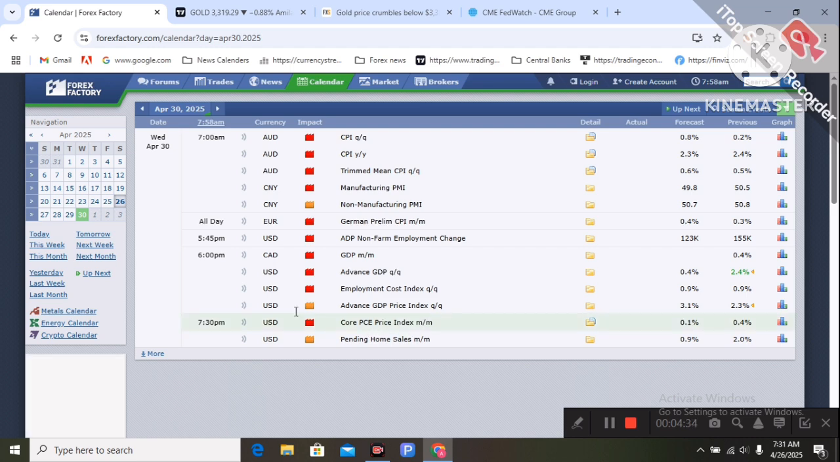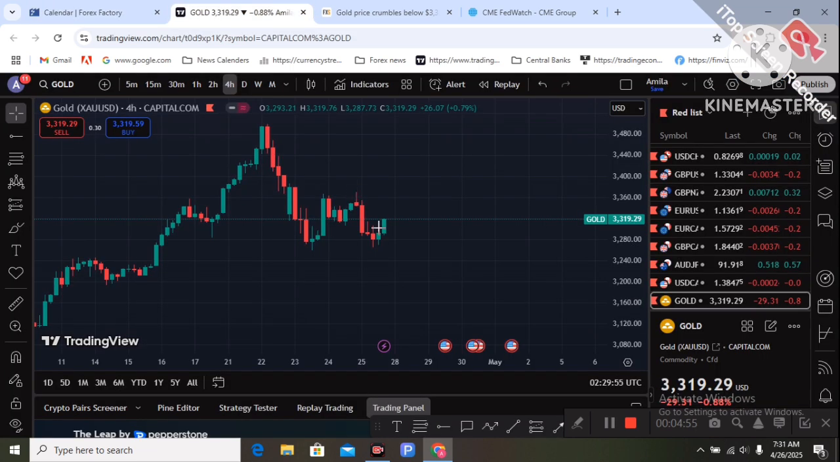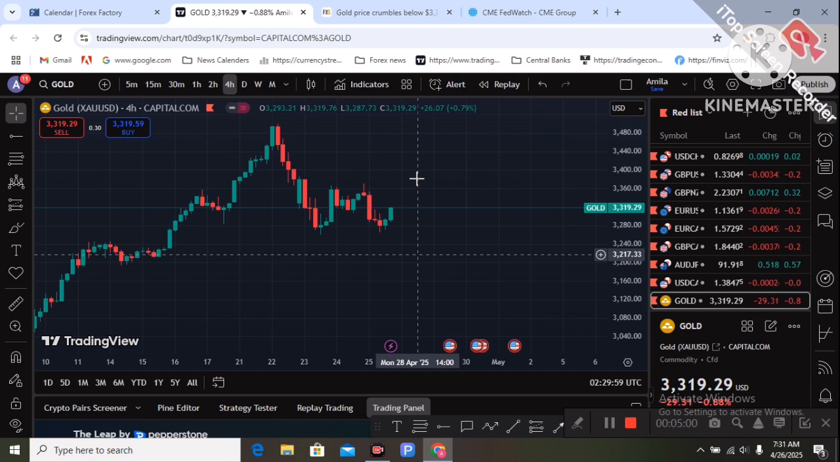Last week gold created a new all-time high at 3,500. So that is next week's important economic data: the quarterly GDP report, the PCE price index, and the NFP data. ISM data is also important, along with average hourly earnings and the unemployment rate. So that is the economic data.